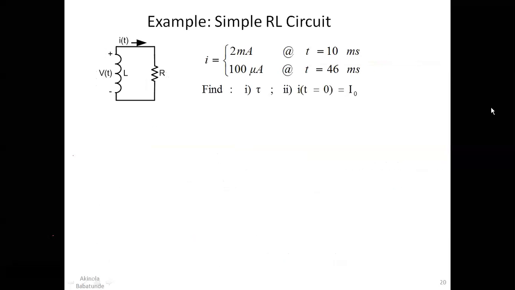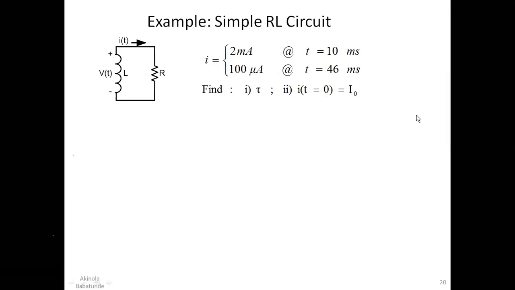Here we have another example we can examine together, and let's see what this example is all about. We have a simple RL circuit, and we're supposed to find the time constant tau. We're supposed to find I naught, that is the current when t is equal to 0, which is always I naught. And we know that our current is equal to 2 milliamperes at t equal to 10 milliseconds, and the current is also 100 microamperes at t equal to 46 milliseconds. And we have been given an RL circuit.